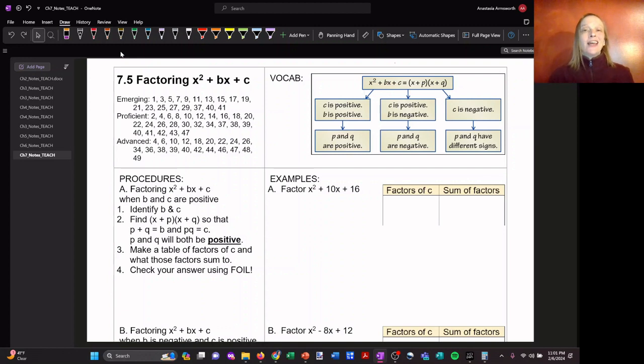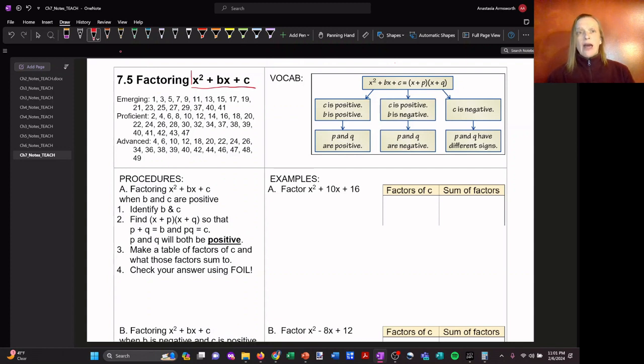Hi, folks. Today, our next polynomial skill is going to be factoring polynomials, particularly polynomials of the form x squared plus bx plus c. Notice in this format, what we're learning today, the coefficient on that x squared term is 1. We don't have other coefficients yet.